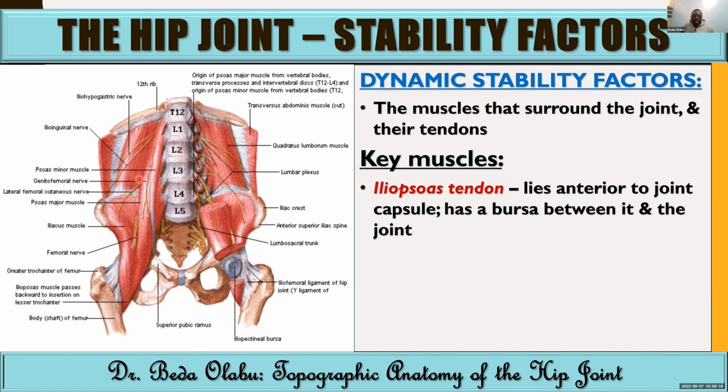What's a bursa? A bursa is a fluid-filled cavity, a fluid-filled pocket that reduces friction between a tendon and a bony surface, or a tendon and a tendon. And so we have the psoas bursa, which lies anterior to the joint, but posterior to the iliopsoas tendon, reducing friction between the two.